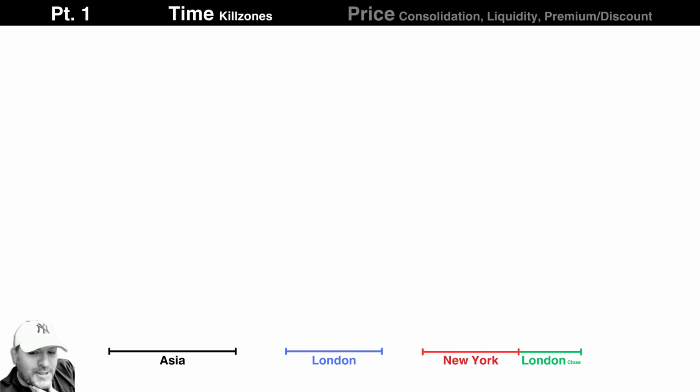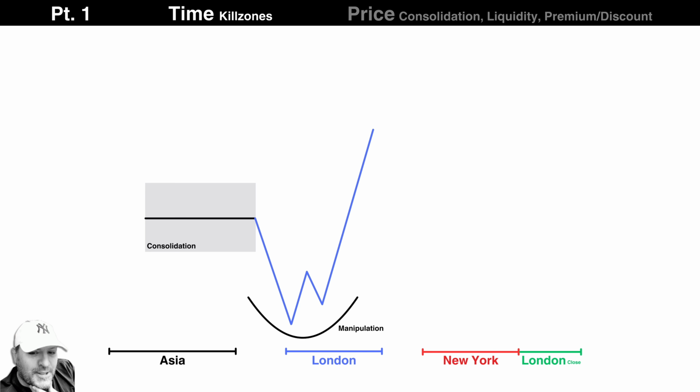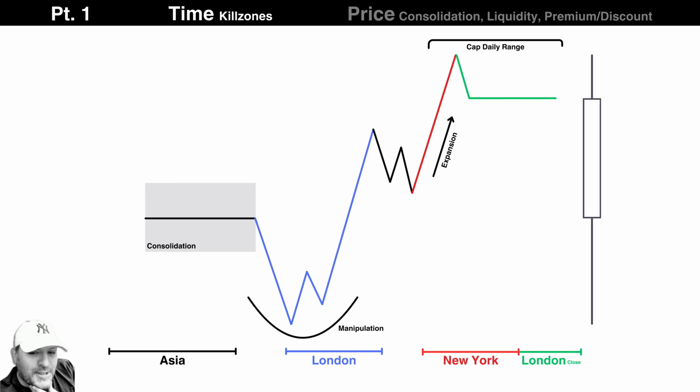Now, price-wise, Asia typically consolidates. Then London typically manipulates. New York usually expands or continues after that. And lastly, London close caps the daily trading range. But the problem is, and how the golden hour came to be, is inside these kill zones, you have certain hours that work in certain types of ways.